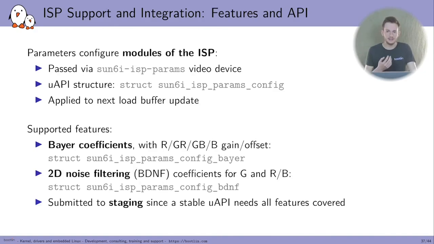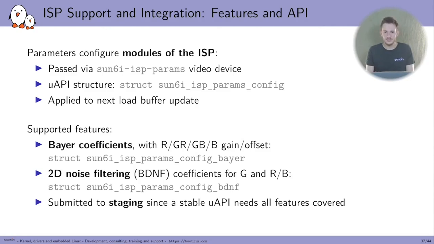So like I was saying, we have a specific video device to receive the parameters of the ISP. So it has an attached UAPI structure, sun6i_isp_params_config, which basically has the parameters for some of the modules, for the ones that we support. And like I was saying earlier, currently we support debayering with some coefficients, and we support 2D noise filtering in that driver. But there are many, many more modules with enhancement steps that exist in the hardware.